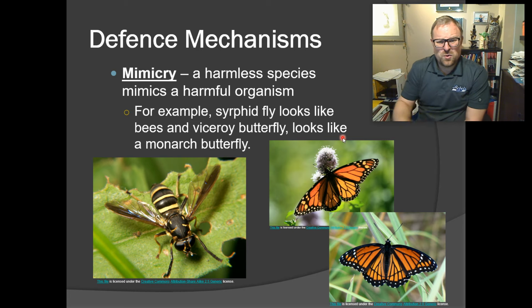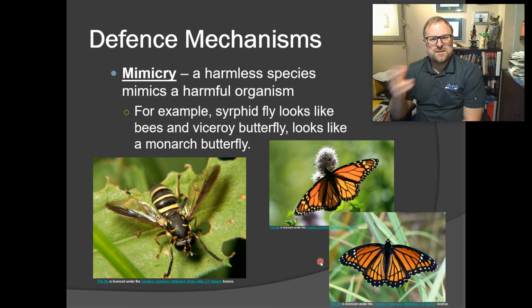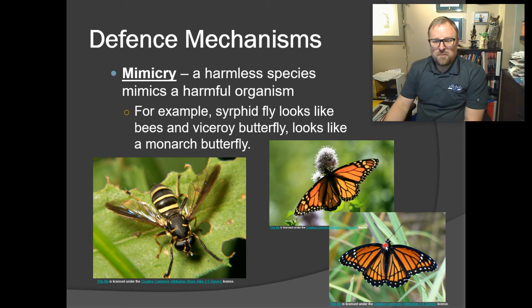Here's where it gets really cool. This is the viceroy. The viceroy looks almost exactly the same as a monarch, except that it doesn't eat milkweed. But what it's done is it's developed a form of mimicry. Basically, it's a harmless species that mimics a harmful organism. So this one tastes awful, right? This one doesn't. But it appears like it tastes awful because it looks very, very similar to this one.